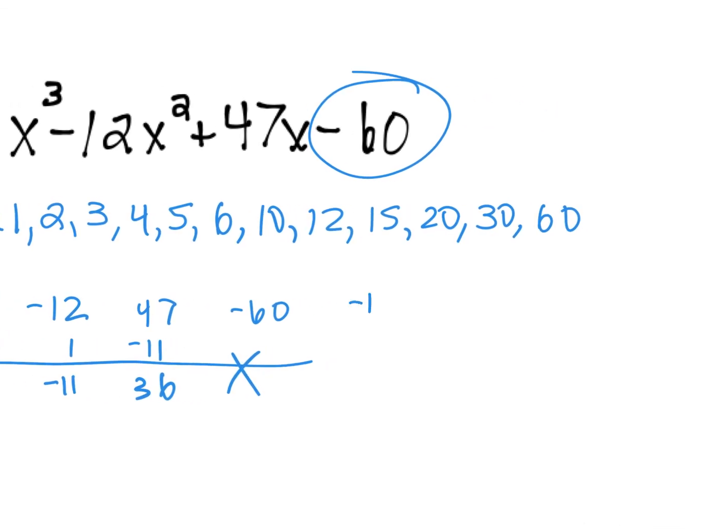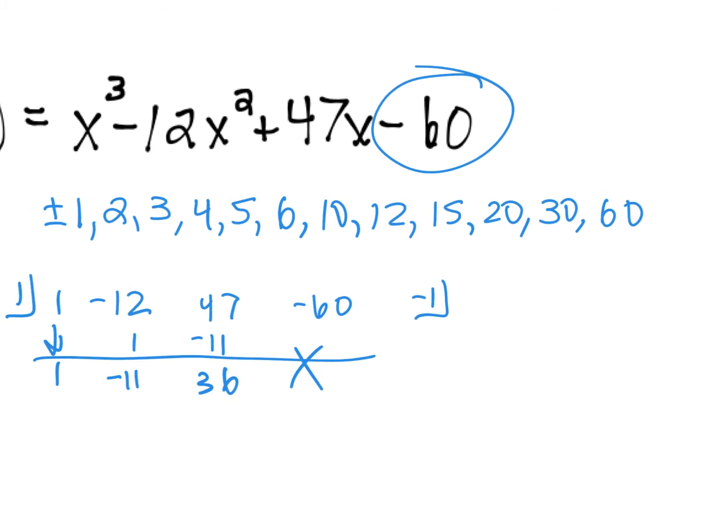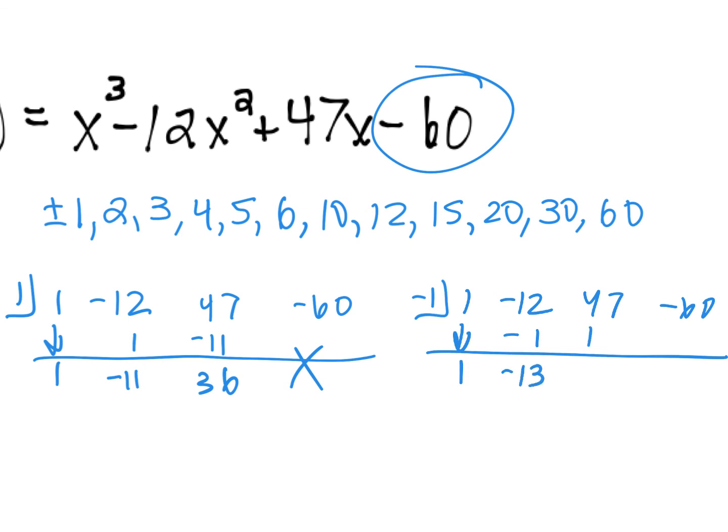Now go to negative 1 real quick. 1, negative 12, 47, and negative 60. Okay. So 1 times negative 1 is negative 1. Negative 12 and negative 1 is negative 13. Negative 13 and negative 1 is positive 13. What's 47 and 13? 60. Huh. What's 60 times negative 1? Negative 60. Does this one work? No.